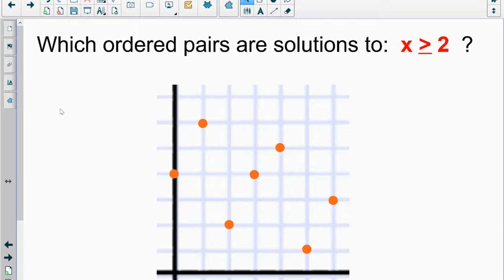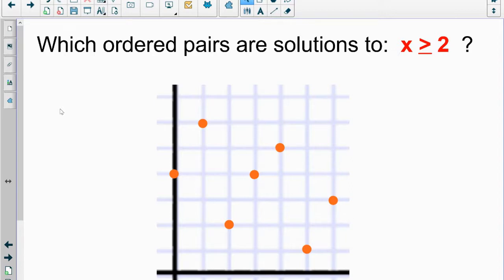So what I'd like you to do is pause the video and think about which ordered pairs are solutions to this linear inequality, x is greater than or equal to 2. In other words, which of these ordered pairs, these points on the graph, would be solutions to x is greater than or equal to 2?